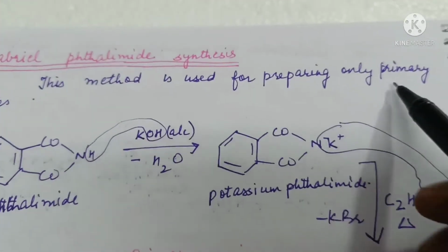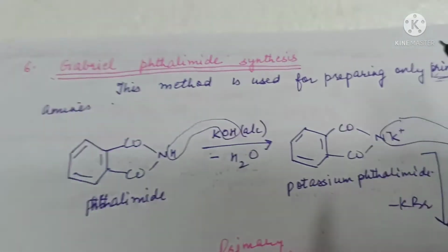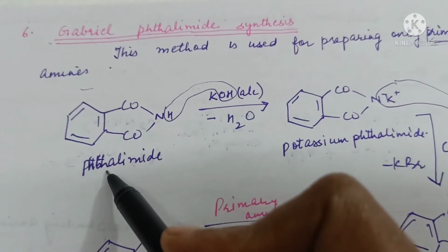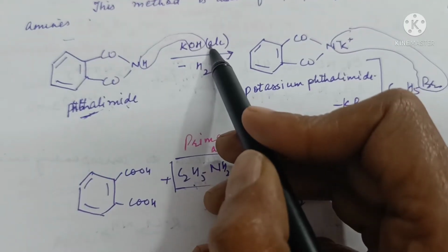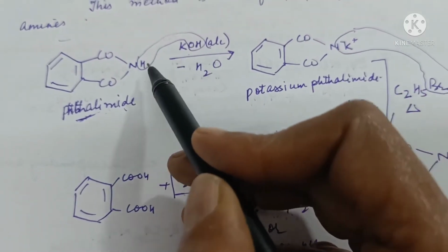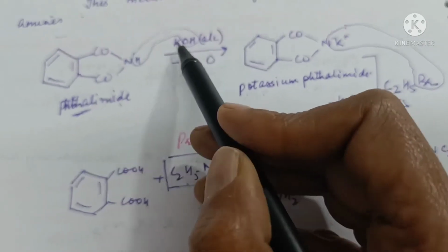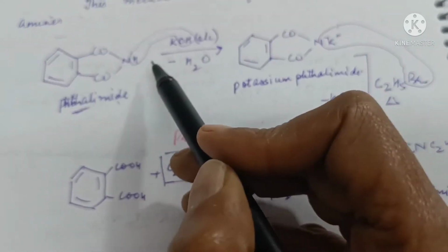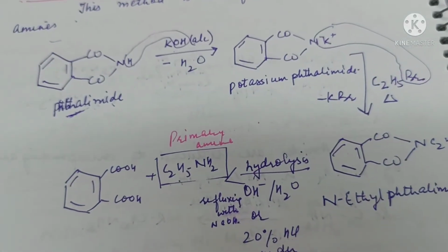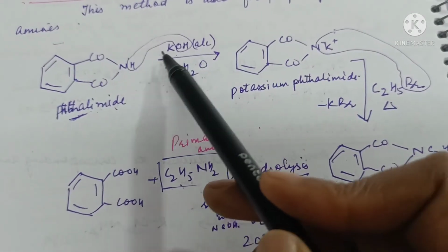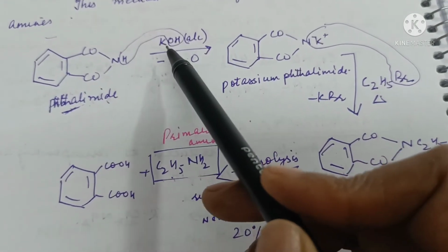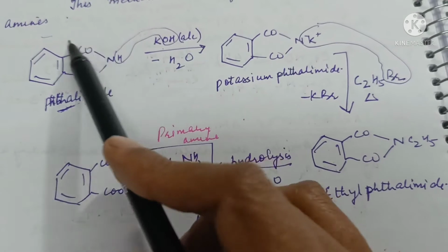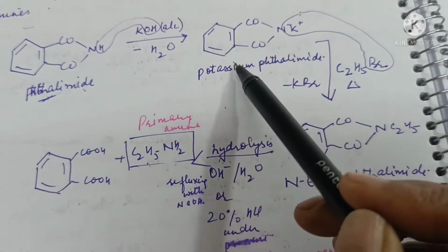It is used for preparing only primary amines. So phthalimide on reaction with alcoholic KOH, H and OH combine to form water and K gets attached in place of H. So we get potassium phthalimide. This is potassium phthalimide.